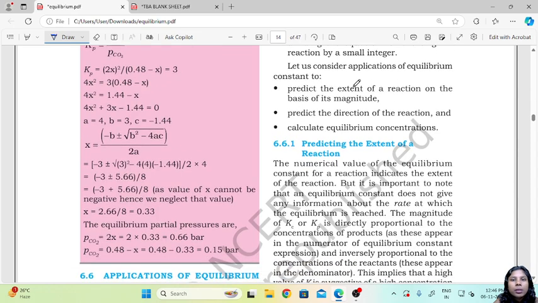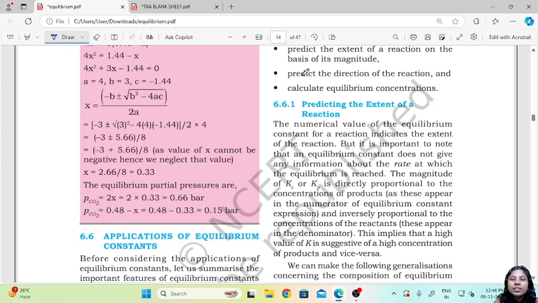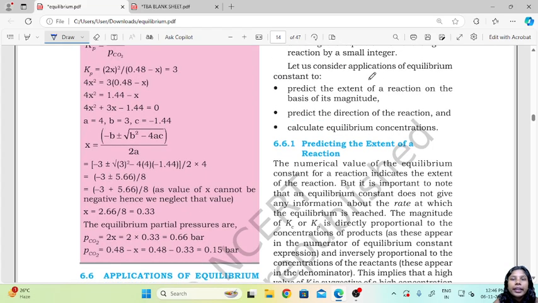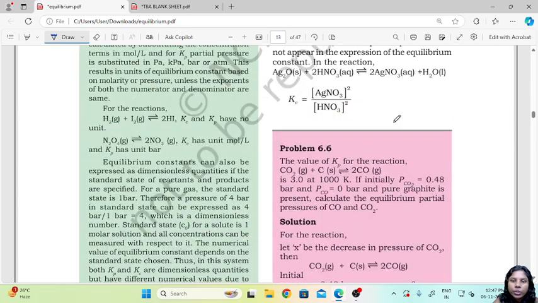Now considering some of the applications of the equilibrium constant, we know that it is used firstly to predict the extent of a reaction on the basis of its magnitude. Then we can also predict the direction of the reaction from it, and we can also calculate the equilibrium concentrations. Regarding the extent of reaction and direction of reaction, we are going to discuss that in the next video.